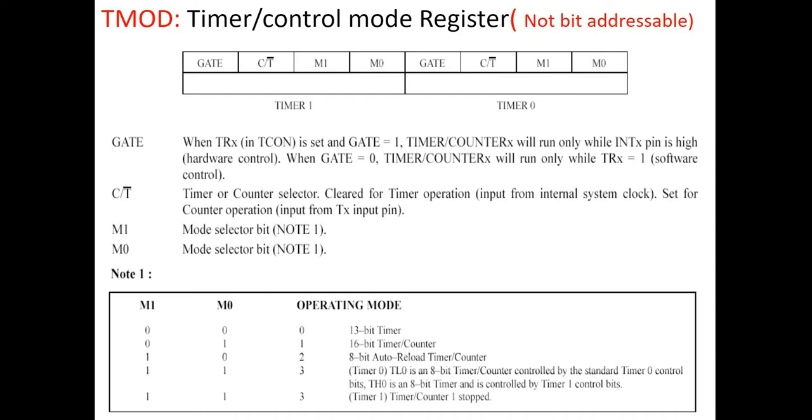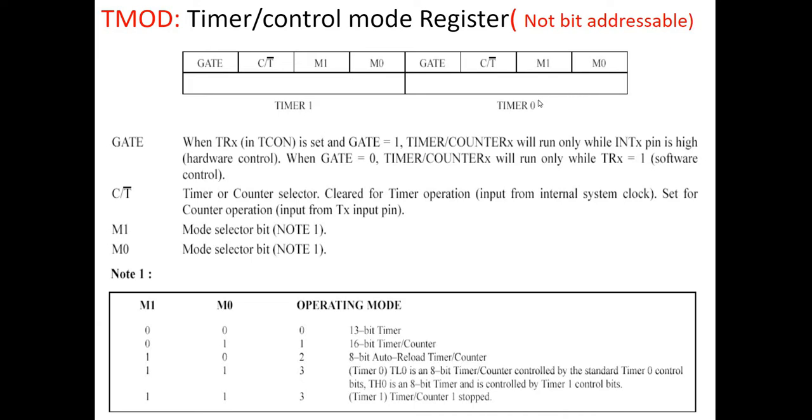As I said earlier, TMOD is the timer mode register, which means this register is used to select the mode of operation of the particular timer, and note that this is not bit addressable. TMOD is an 8-bit register, and the lower 4 bits are reserved for timer 0 and the higher 4 bits are reserved for timer 1.